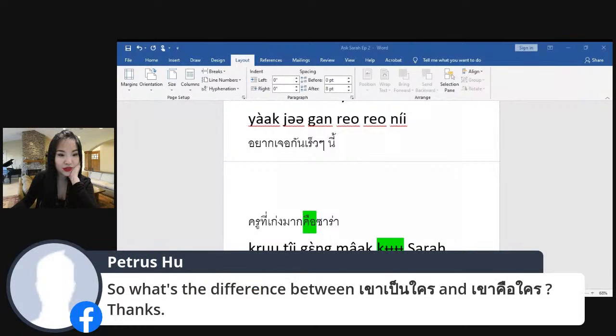What's the difference between เขาเป็นใคร and เขาคือใคร? Thanks. This one though is the same. เขาเป็นใคร and เขาคือใคร, yeah, it means the same. But if I introduce someone, like this is my husband, I would say นี่คือสามีค่ะ or นี่สามี.